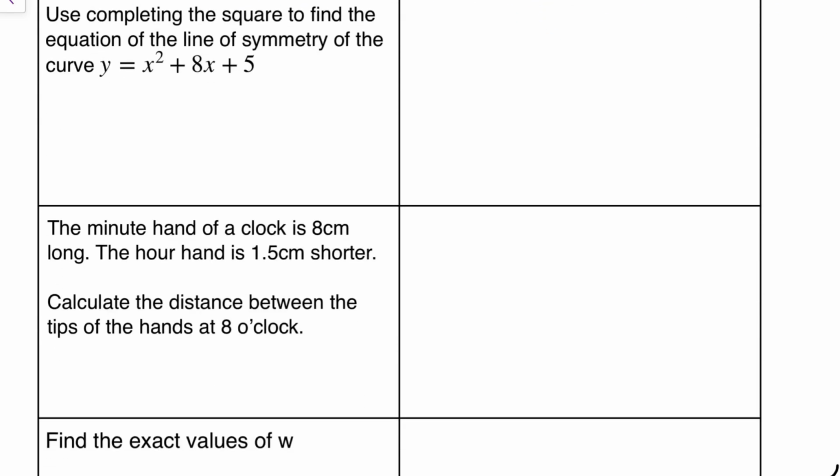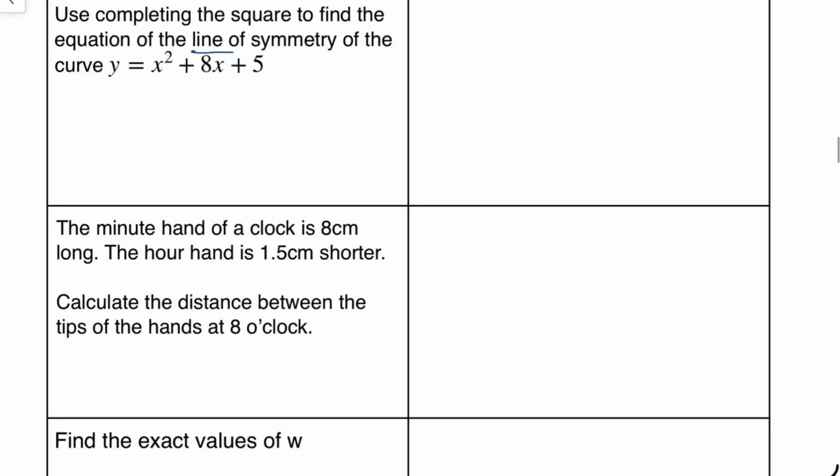Next question. Using completing the square to find the equation of the line of symmetry. Okay, so all it wants is the line of symmetry. It doesn't want the turning point or the vertex. It just wants to know the x value of the turning point.